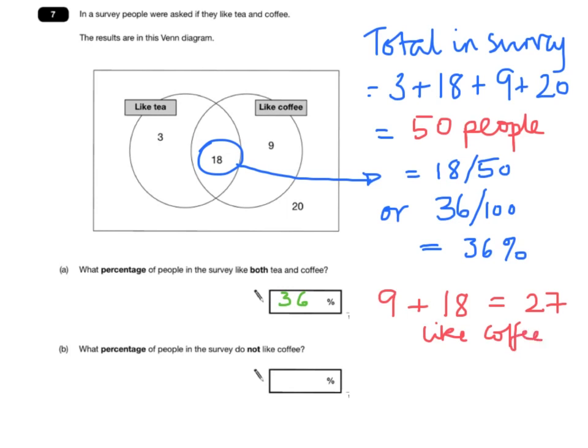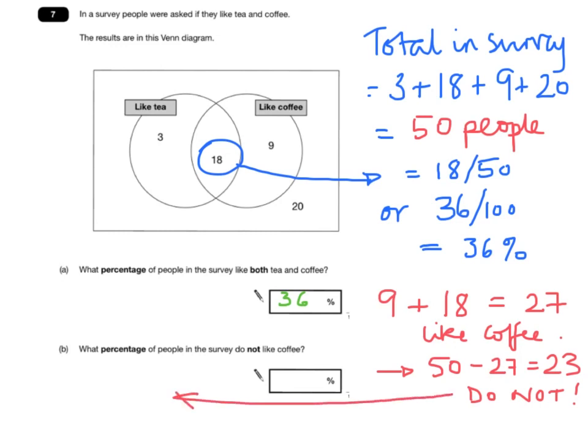So we need to take 27 away from 50, and that will give us the 23 people who didn't like coffee. And those 23 people represent 23 out of 50, which is the same as 46 out of 100, which is 46%.